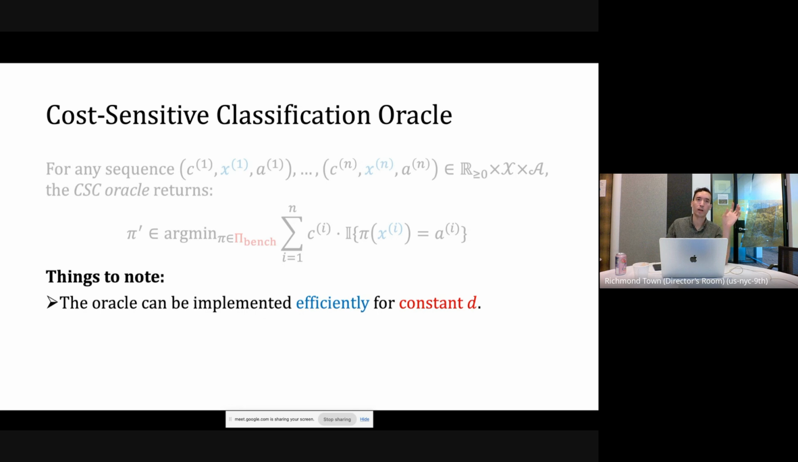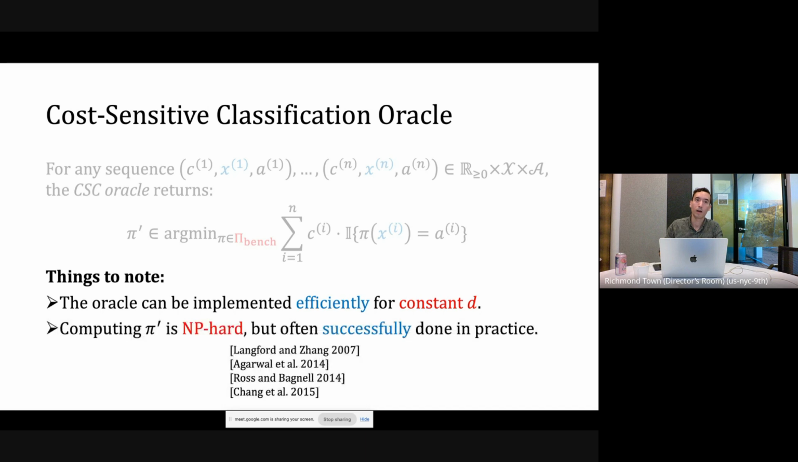Some things to note here: this specific Oracle that we use, we show that it can be implemented computationally efficiently in constant dimension. Meaning that if you're happy with exponential in d, then this can be implemented efficiently. But in general, because this is classification, it is NP-hard. But we solve these types of problems in practice all the time. And as I said, you can still reduce it to binary classification.